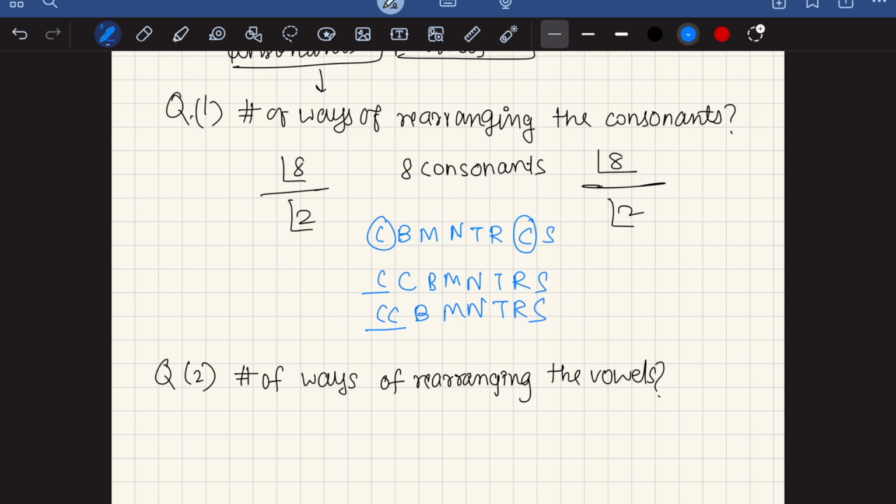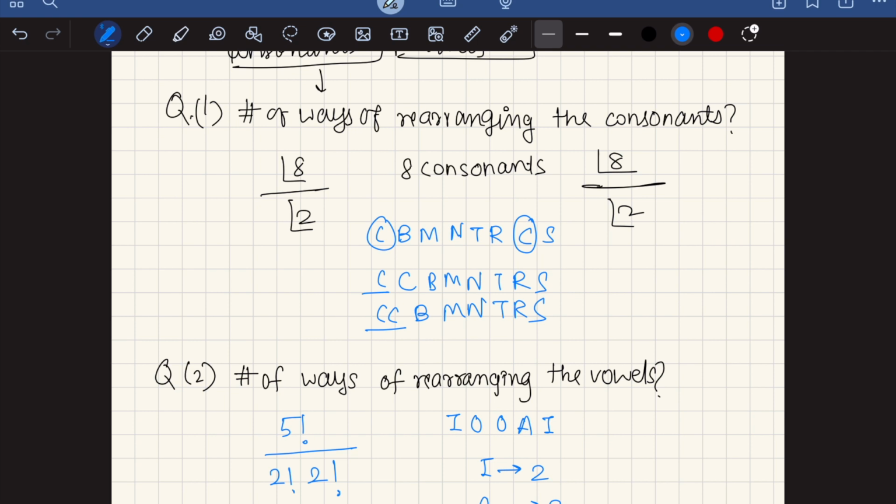Okay, good. So I think all of you got it. The answer is 5 factorial by 2 factorial by 2 factorial, because you have 5 vowels, which are I, O, O, A, I. Out of this, you have 2 repetitions of I and 2 repetitions of O. So out of 5 factorial, you have to divide by 2 factorial and 2 factorial, accounting for the repetitions of I and O. So good.